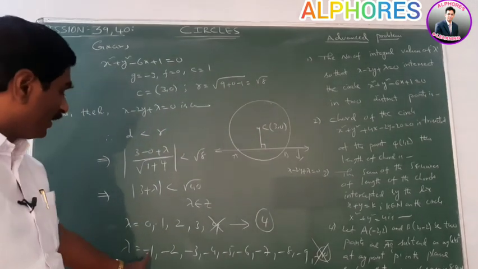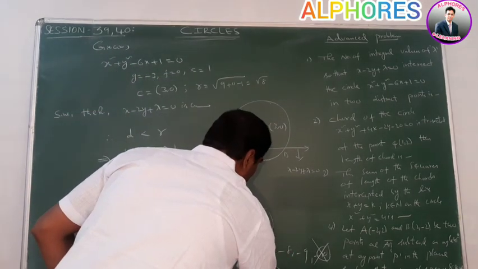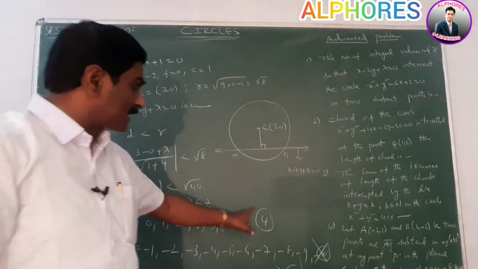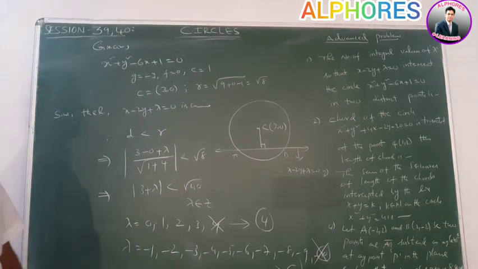How many values are there? 1, 2, 3, 4, 5, 6, 7, 8, 9. Here the number of integral solutions is 9. 4 plus 9 means the total number of integral values of lambda is 13. Therefore, the number of possible integral values of lambda is 13. Very, very important. Okay.